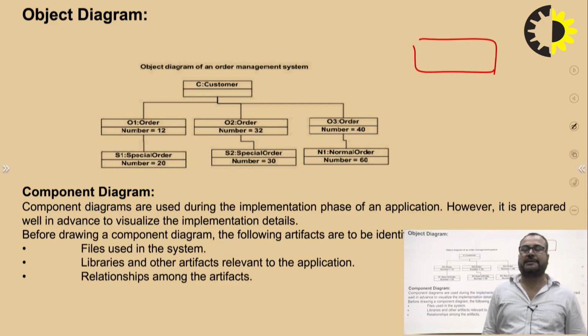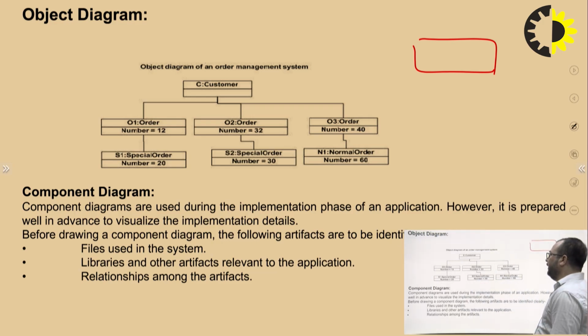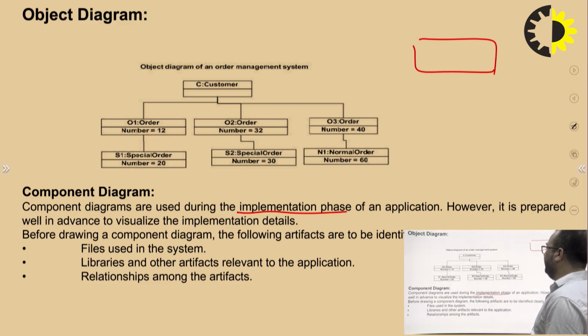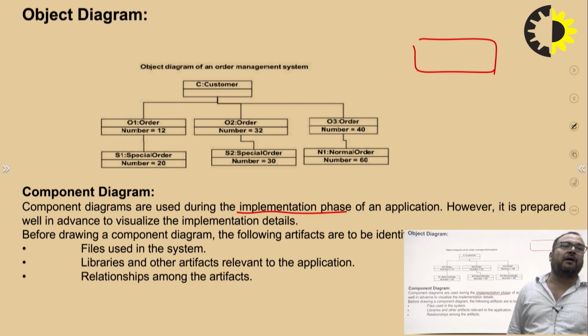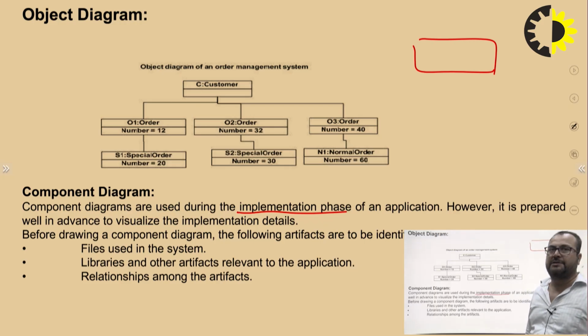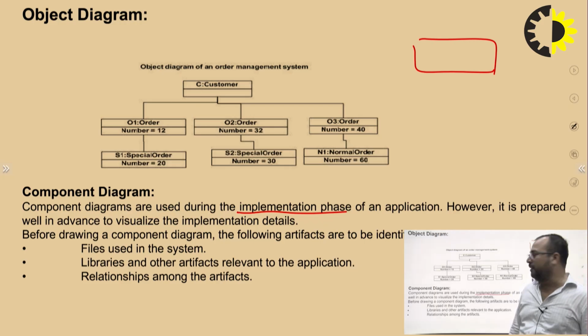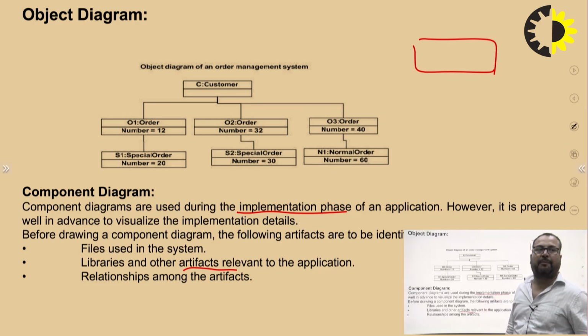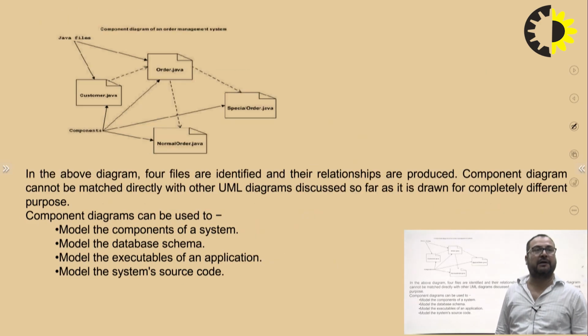Next one is the component diagram. Component diagrams are used during the implementation phase, I mean the coding phase of an application. However, it is prepared well in advance to visualize the implementation detail. Before drawing the component diagram, the following artifacts are needed. What are the files which could be used in the system? What are the various libraries and other artifacts relevant to that application, and the relationships among the artifacts.